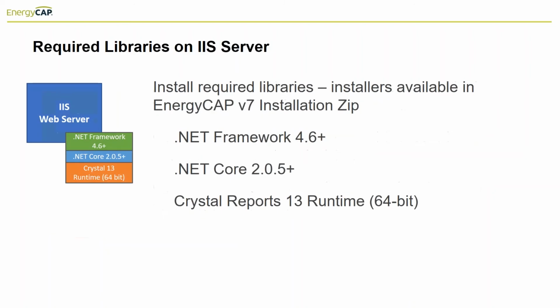Once you verify that the file store and the Redis server are working properly, then you can install the required libraries that are needed for EnergyCAP version 7 to work properly with IIS. And I mentioned them before. These are the 3 different libraries: the .NET Framework 4.6 or higher, .NET Core 2.0.5 or higher, and Crystal Reports 13 runtime, the 64-bit version. Those 3 library components and their installers are included in the installation package that we will be providing. Those 3 packages prepare the IIS server so that then you're ready to install and configure EnergyCAP version 7.